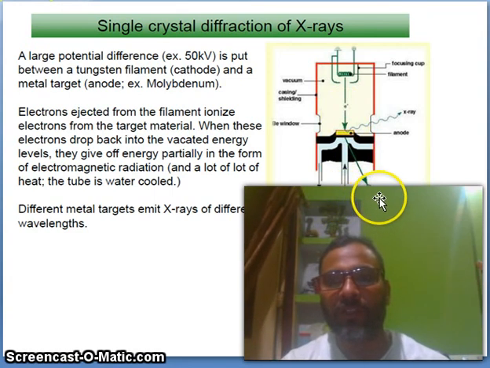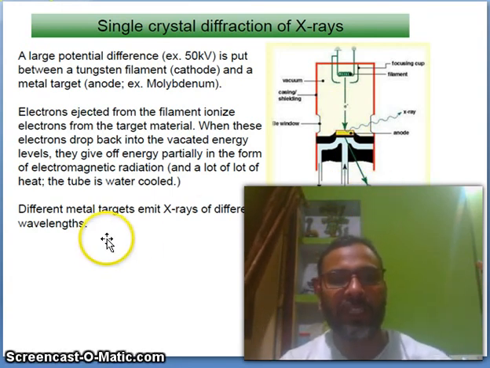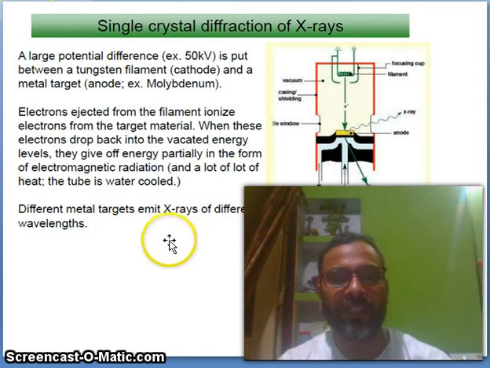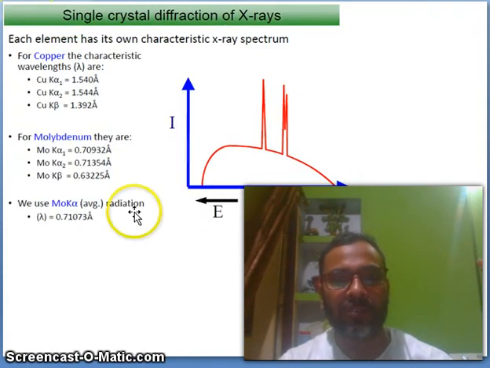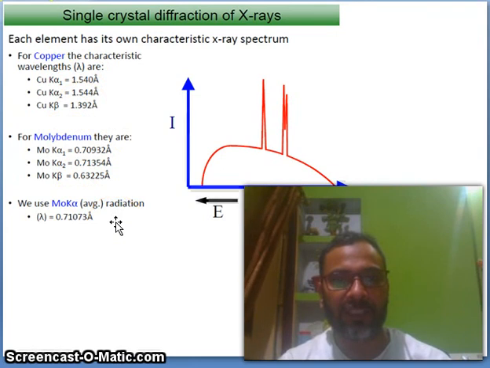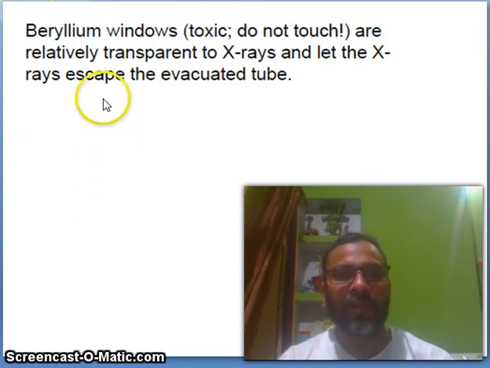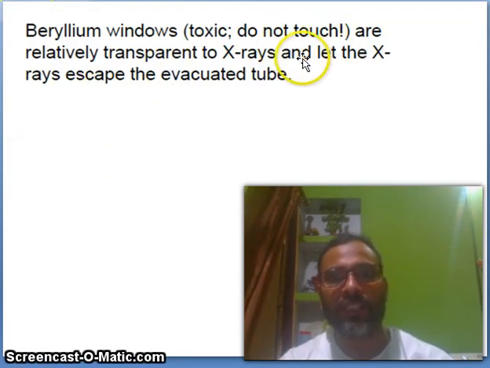And this is your kilovolt. Different metal targets emit X-rays of different wavelength. You have seen this: copper is different, molybdenum K alpha is different. Beryllium windows, toxic, do not touch, are relatively transparent to X-rays and let the X-rays escape the evacuated tube.